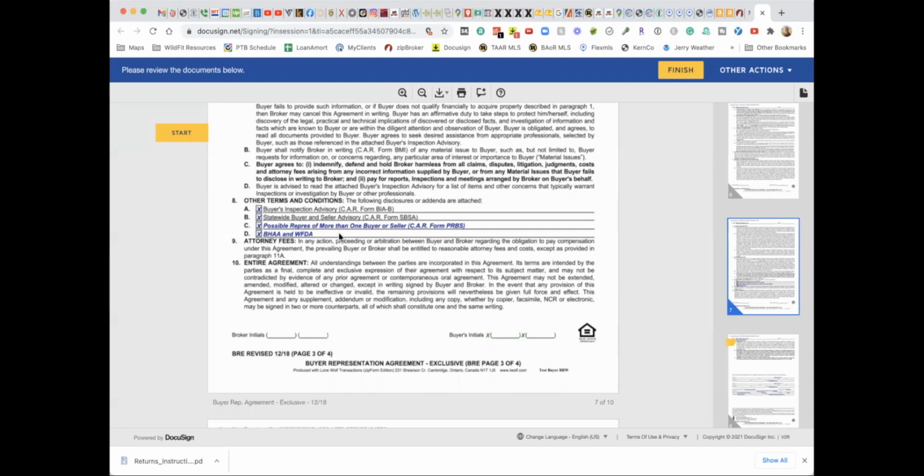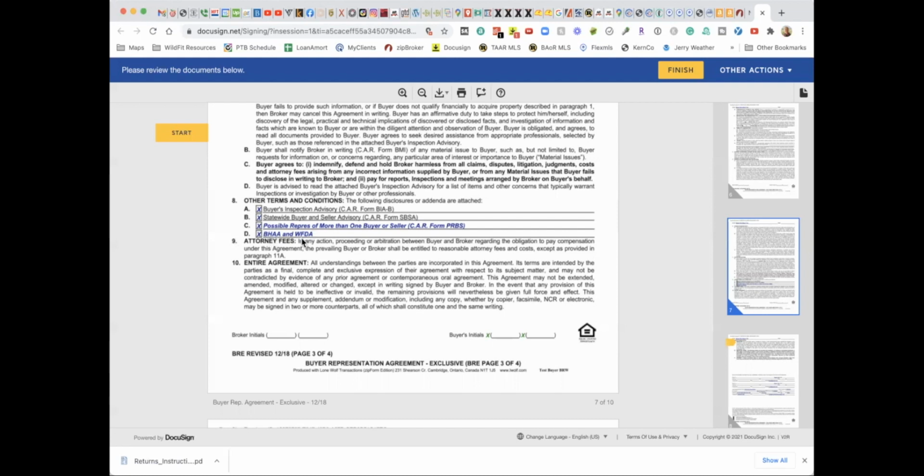The next one is the possible representation of more than one buyer or seller. And that means that it is possible that I could wind up representing both you as the buyer and a seller, if that's the right property for you. And then we have another one, the BHAA, which is short for the Buyer Homeowners Association Advisory. We really only have a couple of homeowners associations that we ever deal with, and that may or may not be applicable to your situation, but just in case, it is worth checking out.